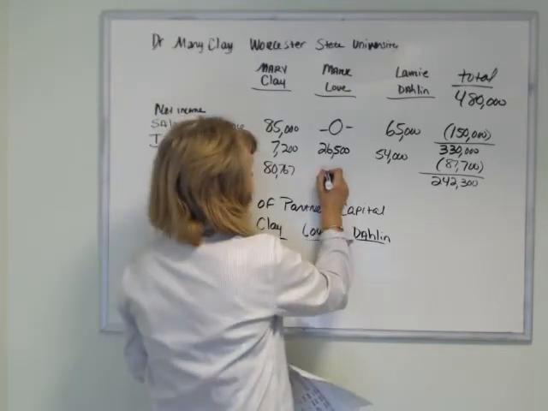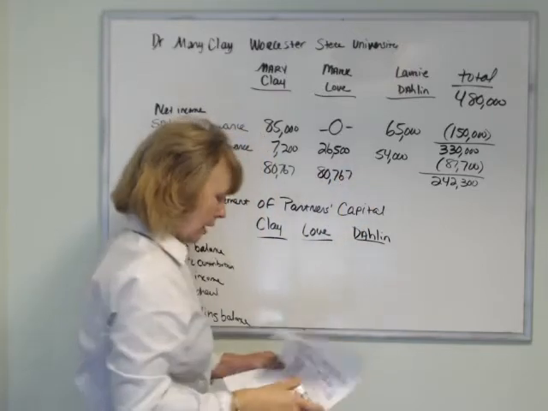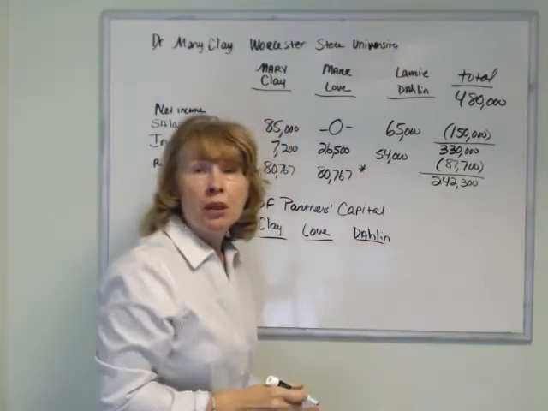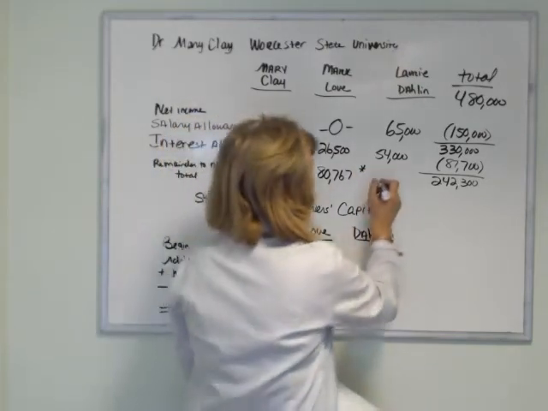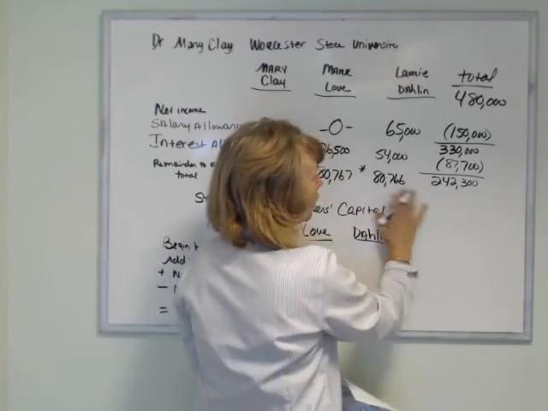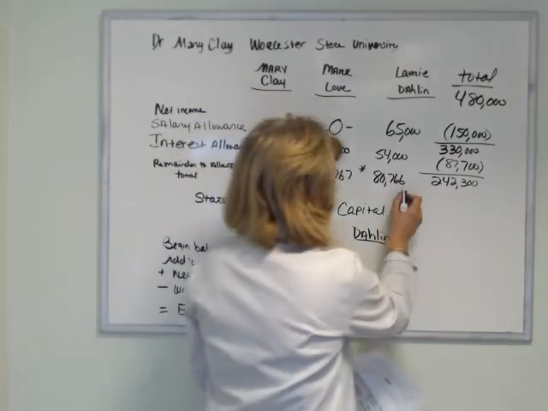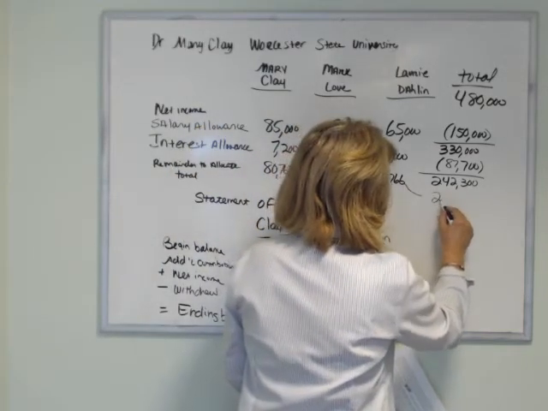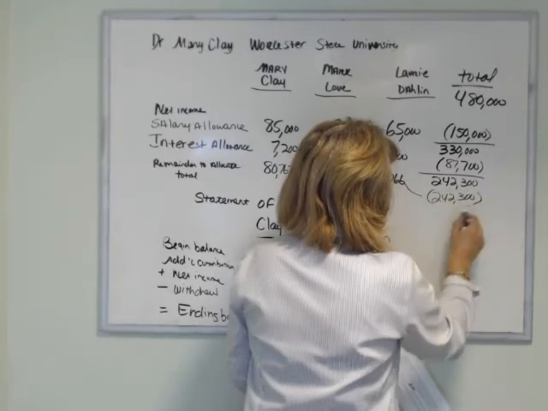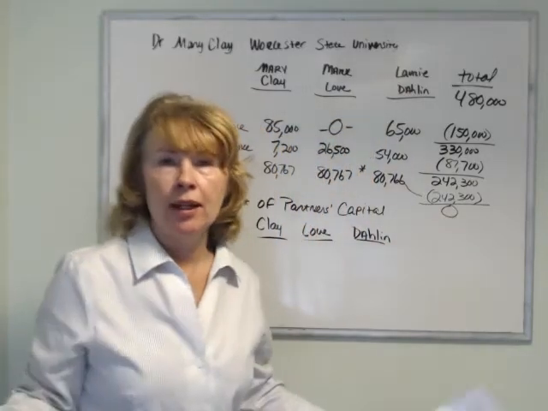Love gets 80,767. And Delene, I'm going to star it so you know we had to plug this number. Delene is getting 80,766 in order to come out to a nice even 242,300. When we do, that totals 242,300, and put that in parentheses in this case, and that means you've allocated everything.